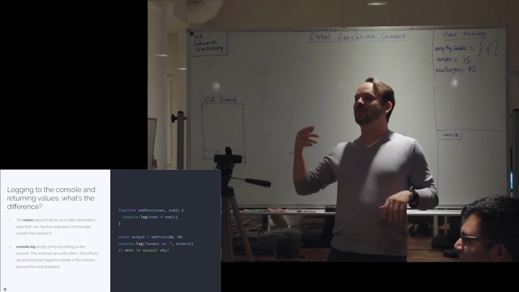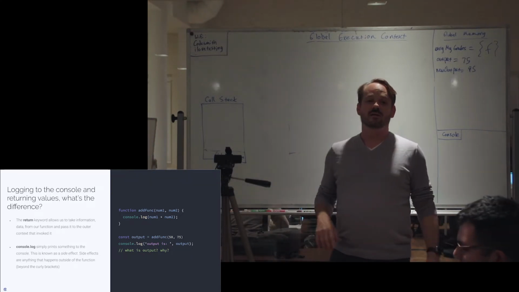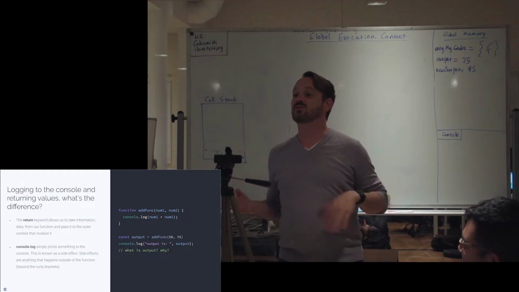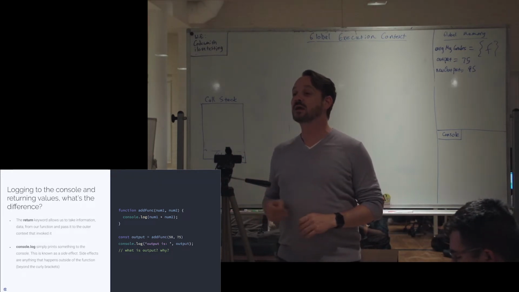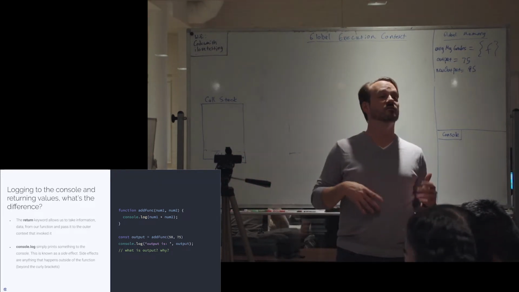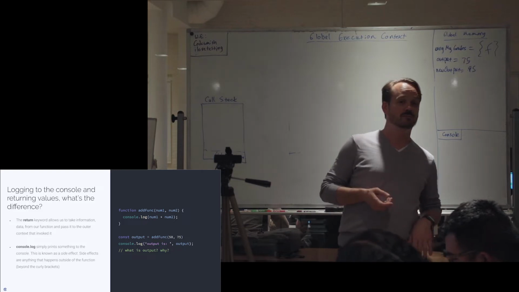So whenever we use that return keyword, it tells us, hey, I'm done with this function. This is the value that I want to store wherever I was trying to call that function, right?